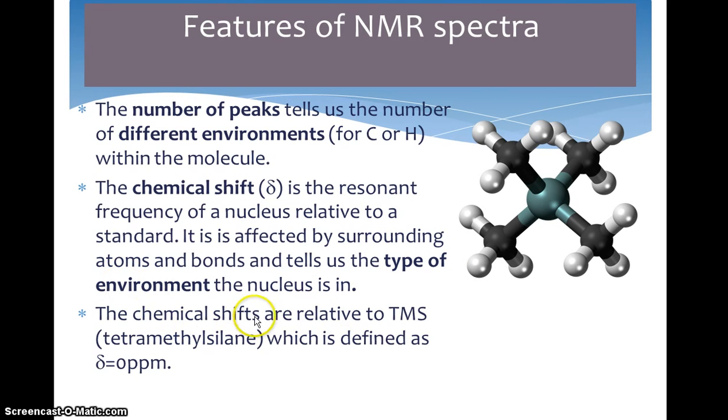And the chemical shifts are measured relative to TMS, or tetramethylsilane. And that's this molecule here. It's a silicon with 4 carbons and 12 protons. So the carbons and the protons are all in equivalent environments. So it gives us a strong signal, which we call 0. And everything else is measured relative to that.